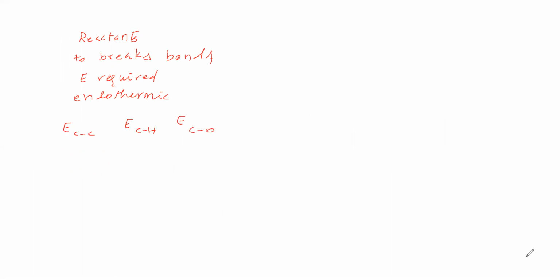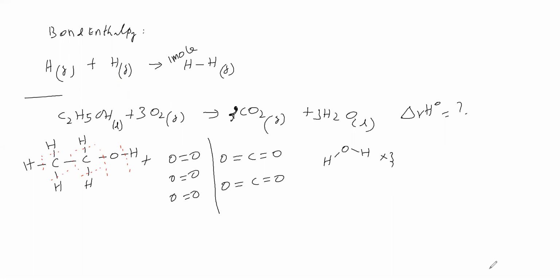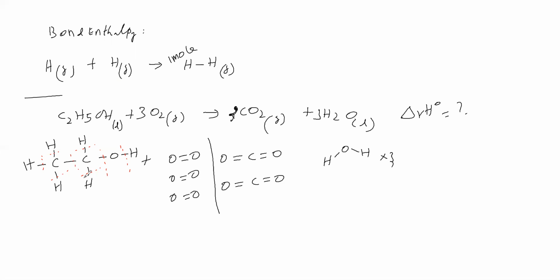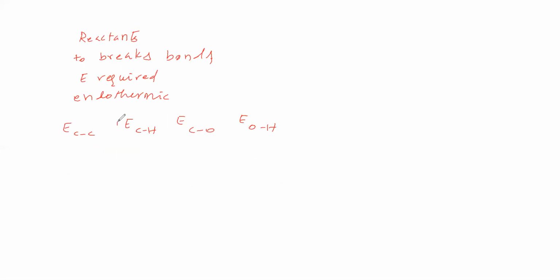Next, what bond are we breaking? This O-H bond we are breaking. These are the bonds we are breaking in ethanol. Here the similar bonds are C-H bonds, five of them. So this much amount of energy is required for breaking all the bonds in ethanol. So, so and so amount of energy we have to supply to break all the bonds.